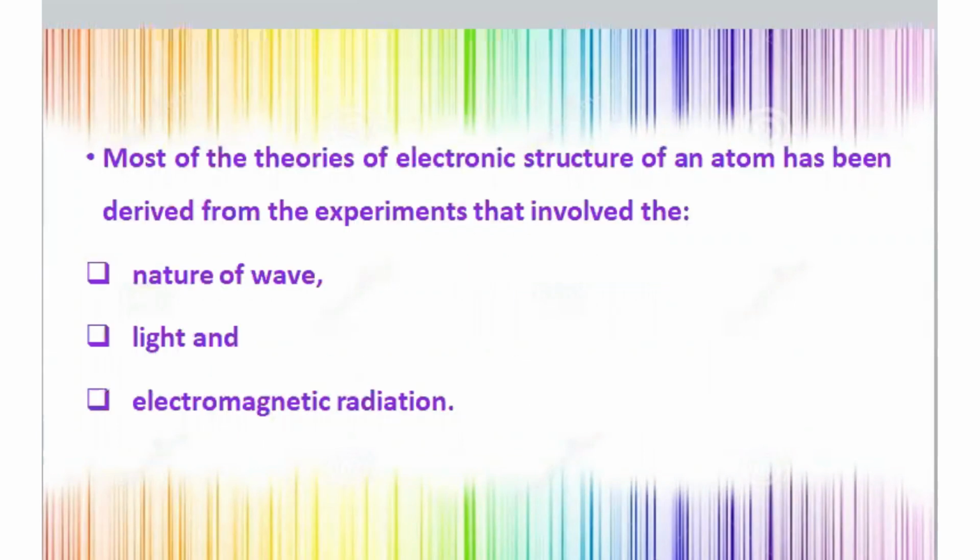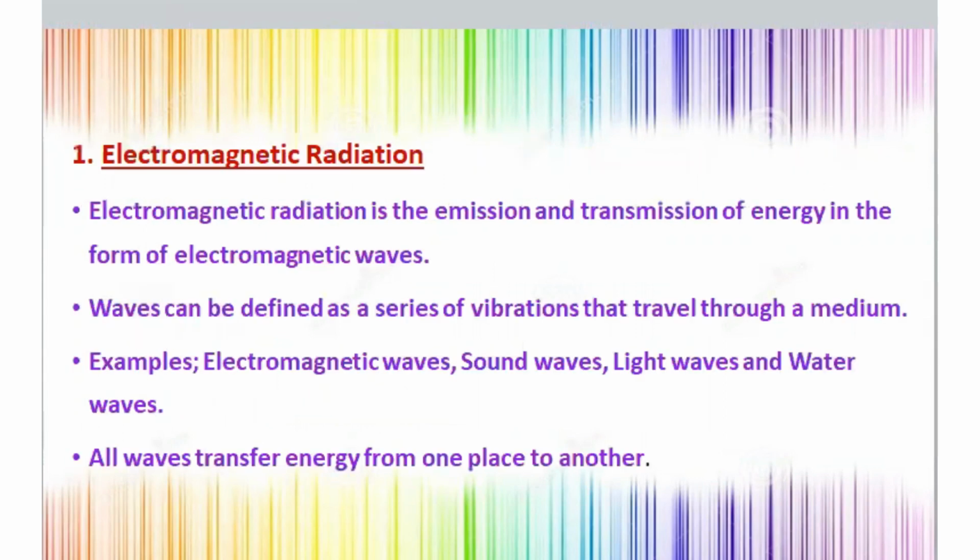Most of the theories of electronic structure of an atom have been derived from experiments that involved the nature of wave, light, and electromagnetic radiation. Electromagnetic radiation is the emission and transmission of energy in the form of electromagnetic waves. Waves can be defined as a series of vibrations that travel through a medium. For example, electromagnetic waves, sound waves, light waves, and water waves.